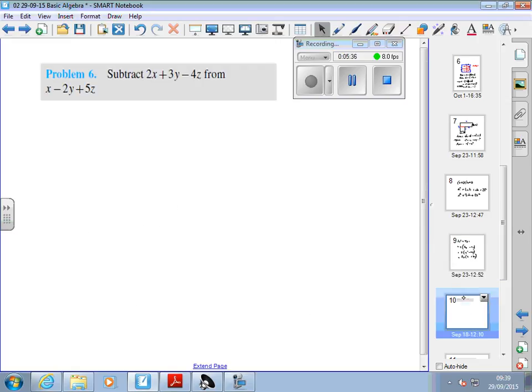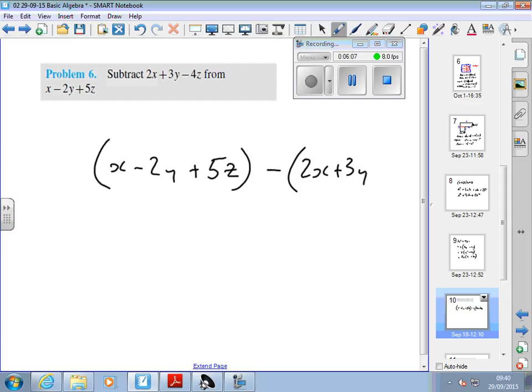Here's another one. Now I want to look at one or two problems from the text and then show you an exercise where you can practice some for yourself. Subtract this from this. I don't like the way this is written in the text, which is why I've picked it. Subtract this expression from this expression. To me, that means this: x minus 2y plus 5z minus 2x plus 3y minus 4z.